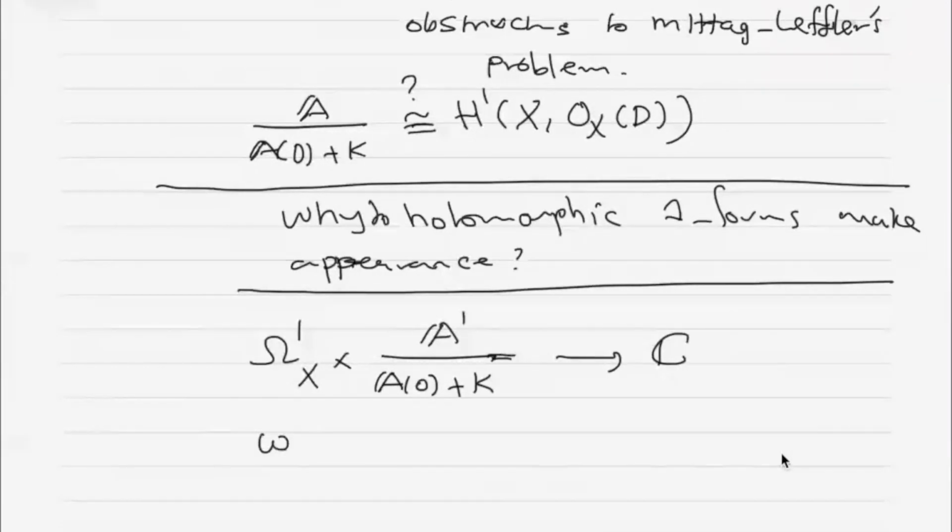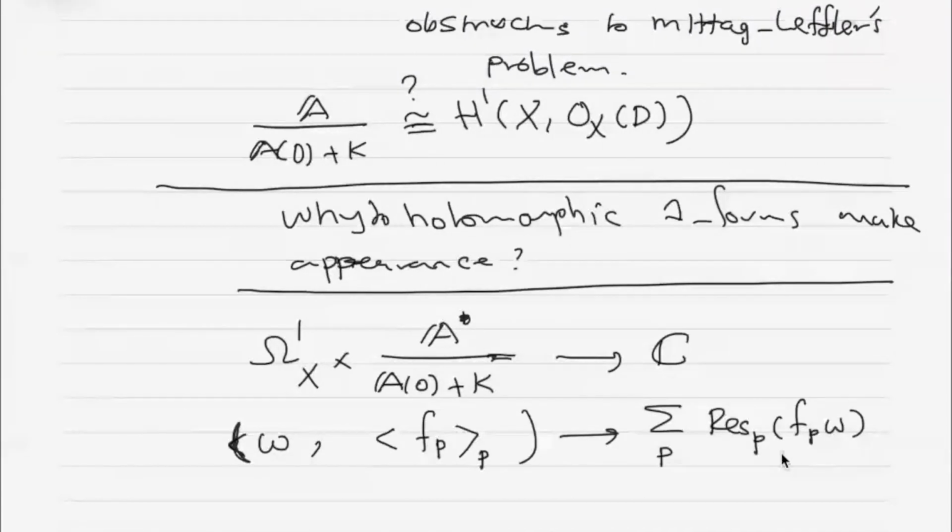If you give me a holomorphic one form, omega, and a collection of local components, Fp, I send it to the residue at p of Fp times omega. Now this is a bilinear map, and it's well defined because almost all of these Fp's are holomorphic. So when you multiply by omega, they have no residues, and therefore this is a finite sum; only finitely many terms are non-zero.